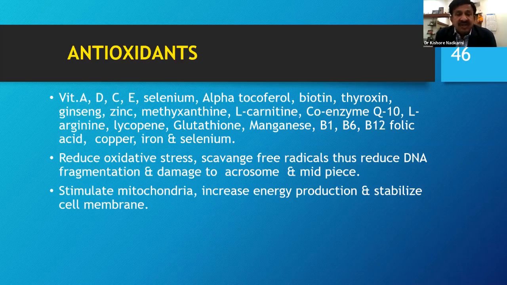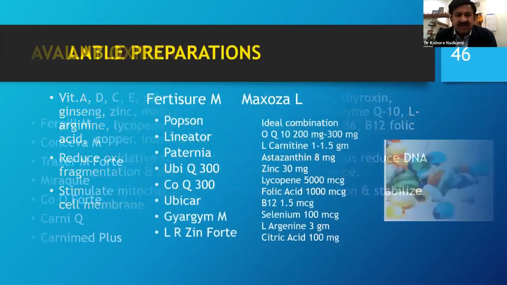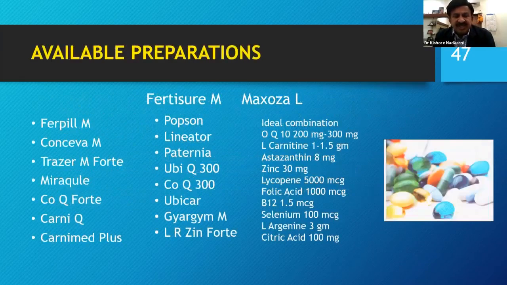We have lots of combinations in the form of powders as well as other forms. They reduce oxidative stress, scavenge free radicals, and reduce DNA damage. They stimulate mitochondria and increase energy production and stabilize the cell membrane. Different preparations, as many as 120 preparations we counted available in the Indian market. What is important is the dose and the combinations, what dose of each.